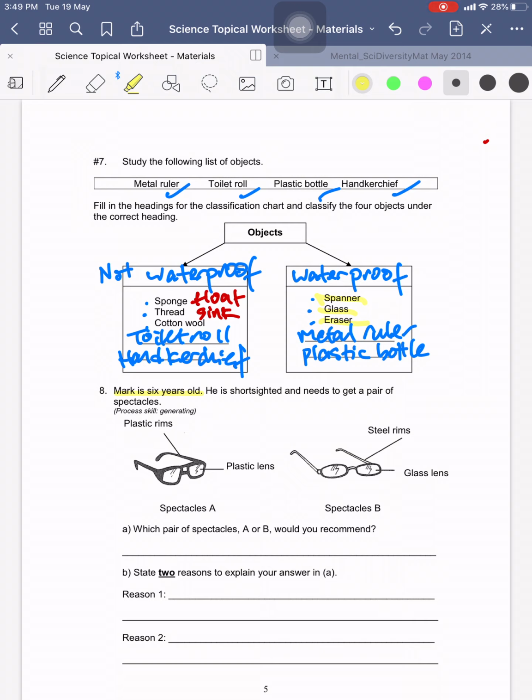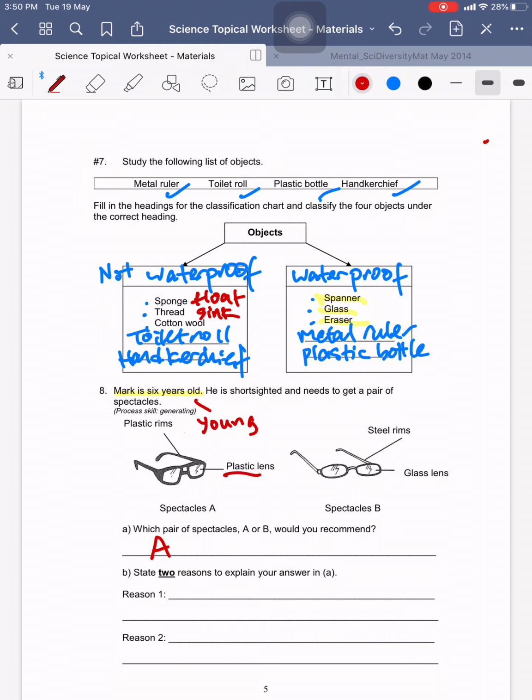Well, we know that Mark is very young, so being a very young child, they may drop their spectacles often, so we would choose spectacles A. Now why? Well, for spectacles A, we look at their lens first.